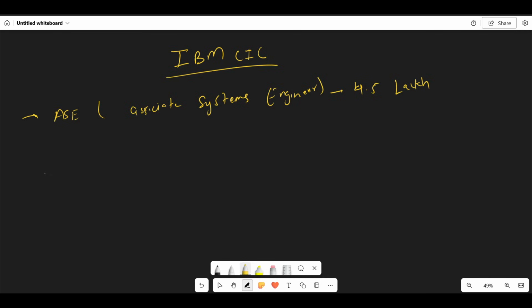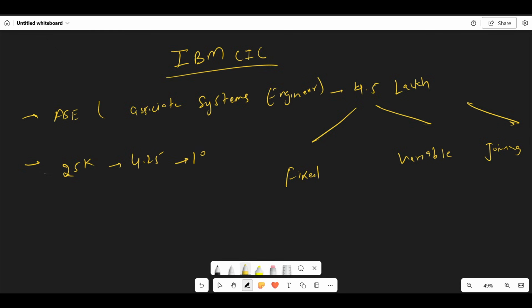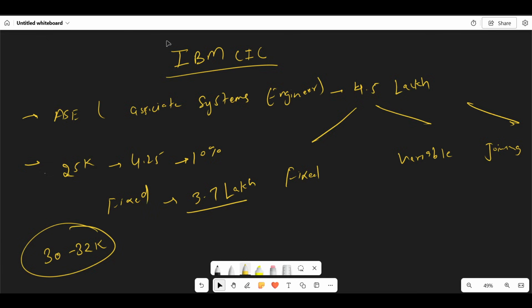If you break down this profile, the 4.5 lakhs is divided into fixed pay, variable pay, and a joining bonus. Generally, you get 25k as the joining bonus. Apart from this, in the 4.25 lakhs, you will be getting 10% as variable pay and the fixed pay will be around 3.7 lakhs. So your in-hand salary will be anywhere between 30 to 32,000 rupees. Okay, this will be your profile.